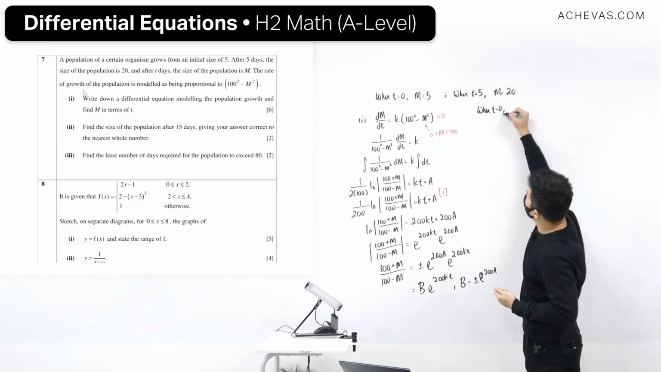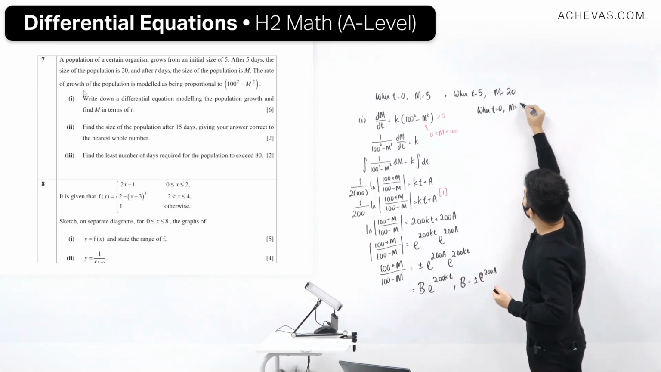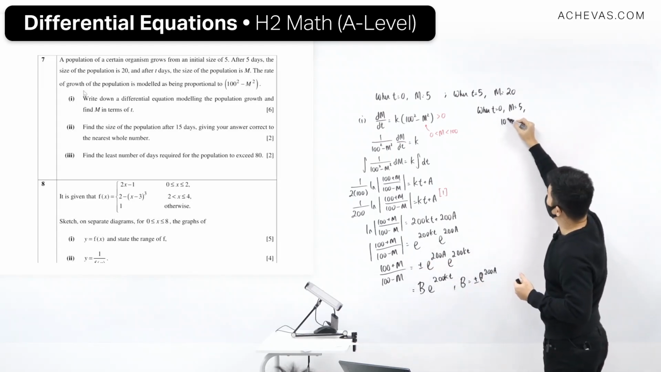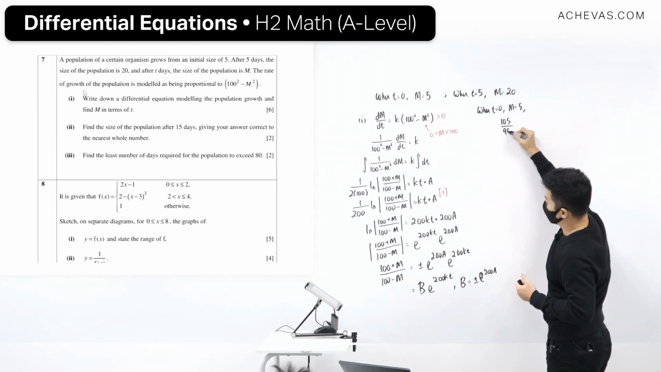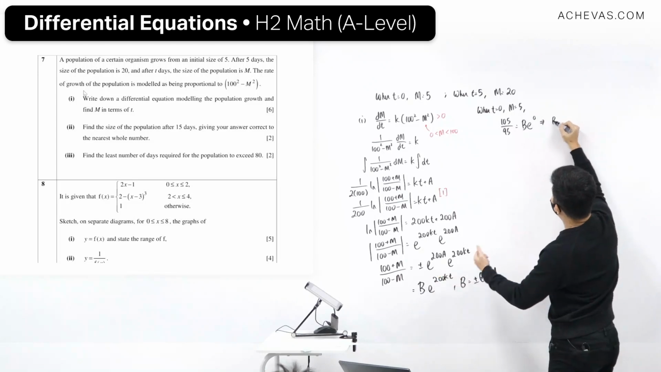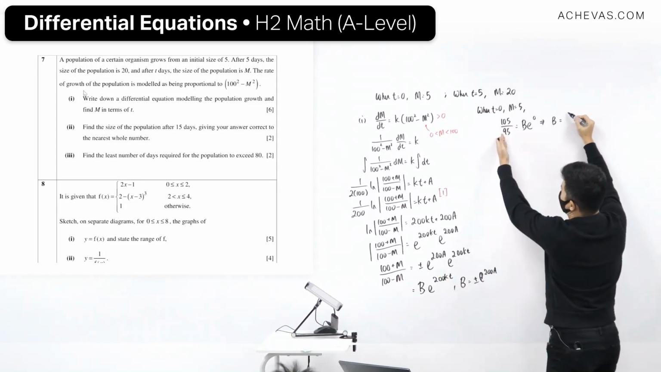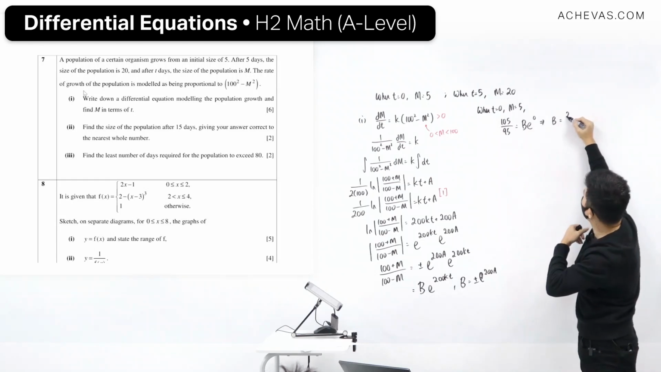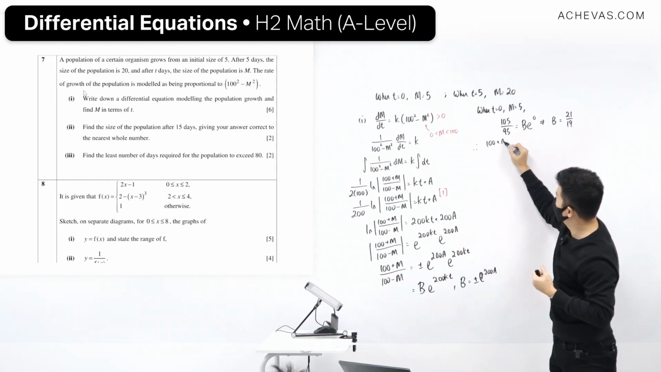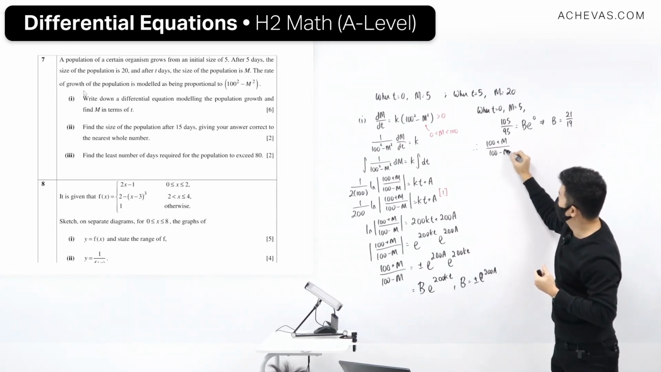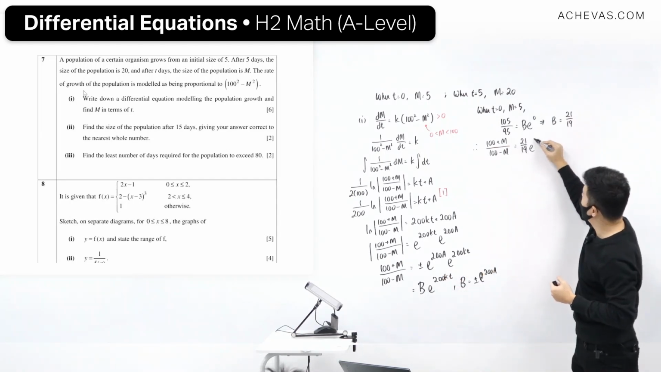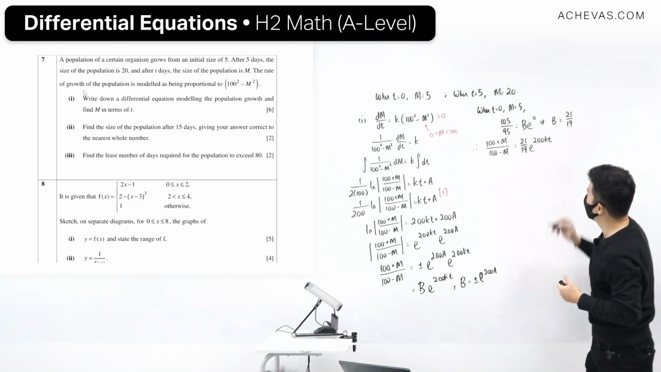When t is equal to 0, m is equal to 5. And on the left-hand side, we have 105 divided by 95. This is going to be equal to a nice B times e to the power of 0. This tells me that B is immediately 105 over 95, which is equal to 21 over 19. Therefore, (100 plus m) over (100 minus m) is going to be equal to 21 over 19 times e to the power of 200kt.